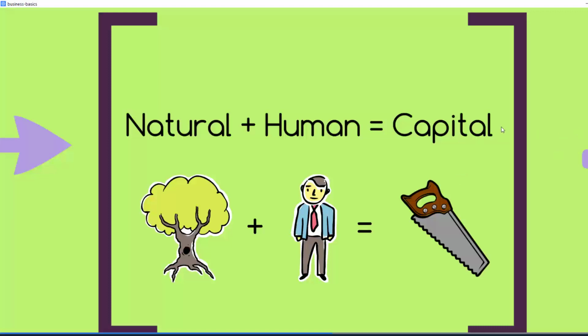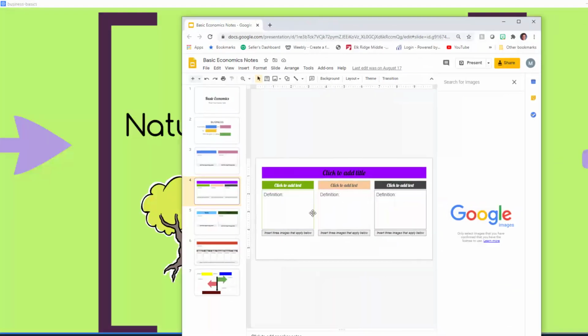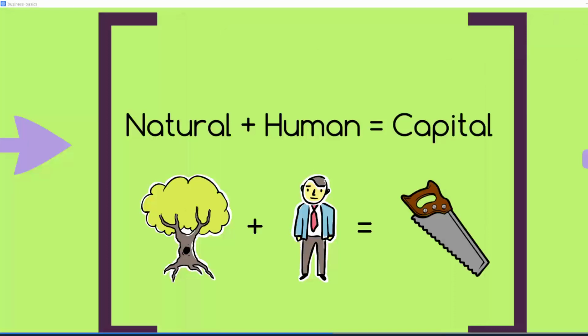Okay, so that is the three types of resources, natural, human, and capital. Make sure you know the difference. Make sure you have written them into your document here, and you probably need to get a couple of pictures to show that you recognize what they mean.